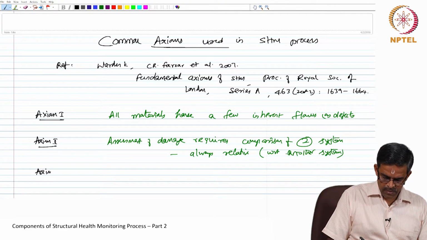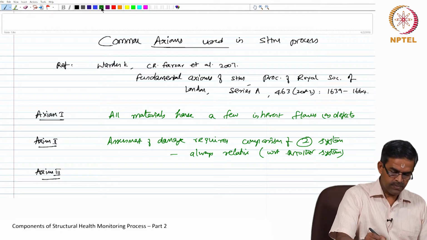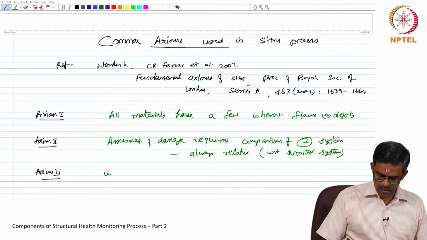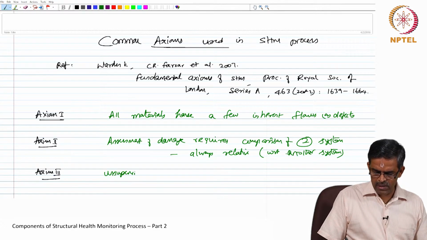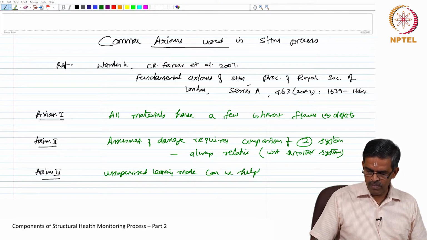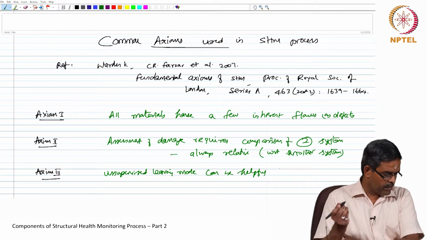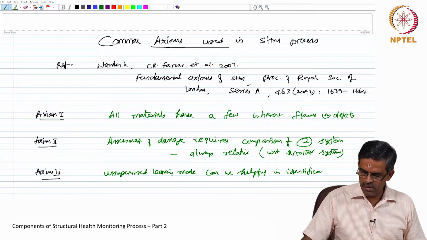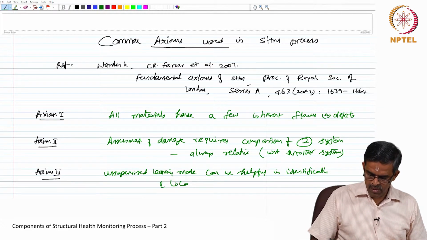Axiom 3: unsupervised learning mode, which we saw in the last slide, can be helpful in identification and location of damage.